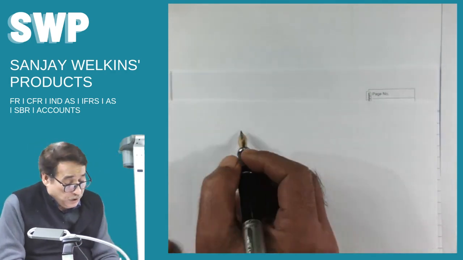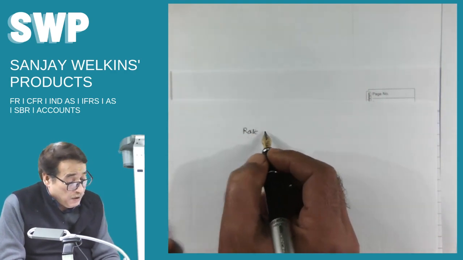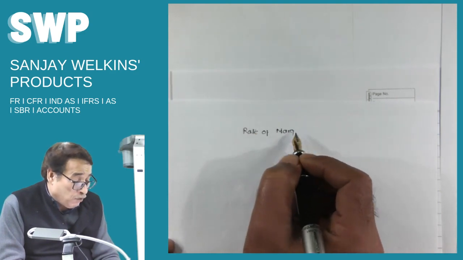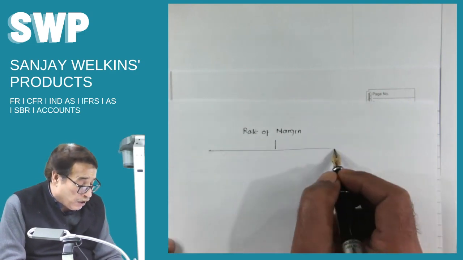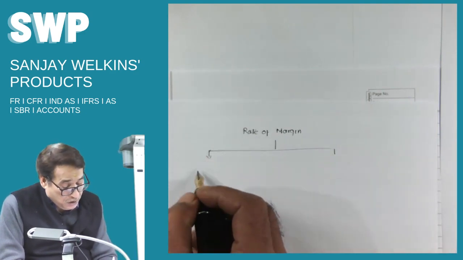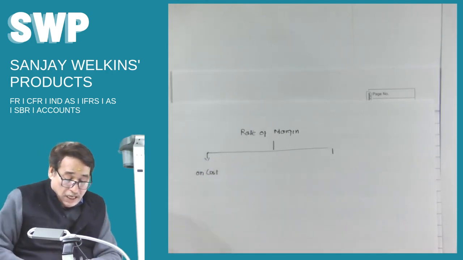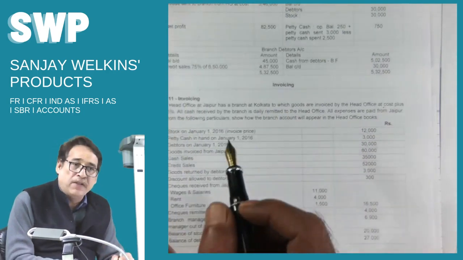In this question, rate of margin. When I say rate of margin, it means rate of loading. Rate of margin is on cost or on invoice price? Sir, it is on cost. How did you find out? Sir, it is written, goods are invoiced by the head office at cost plus 25%, right?